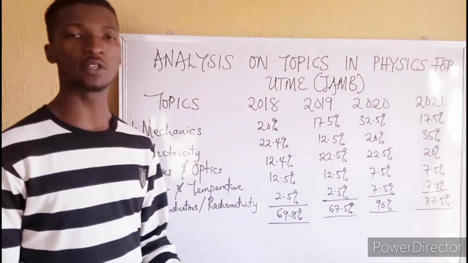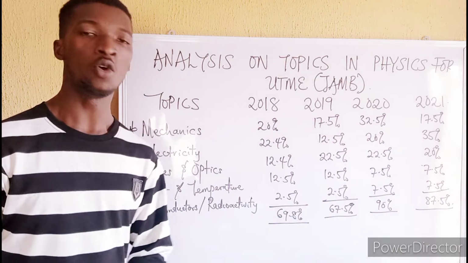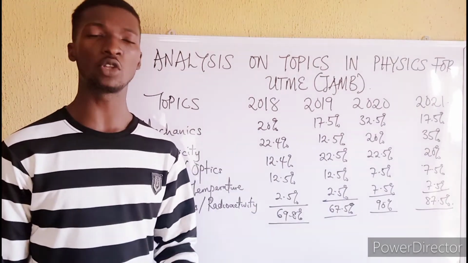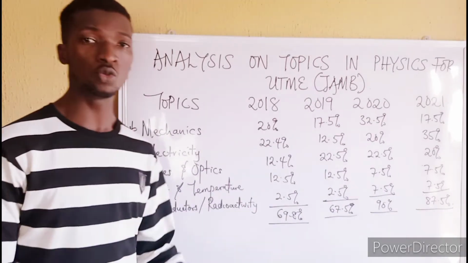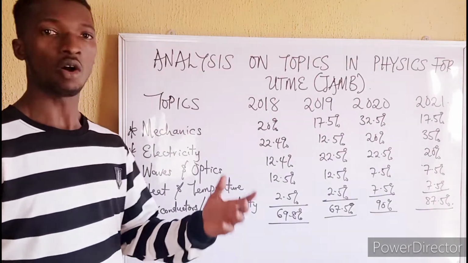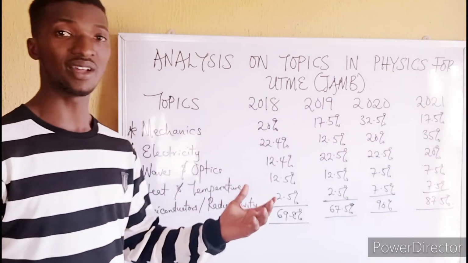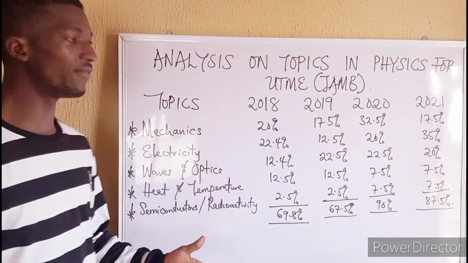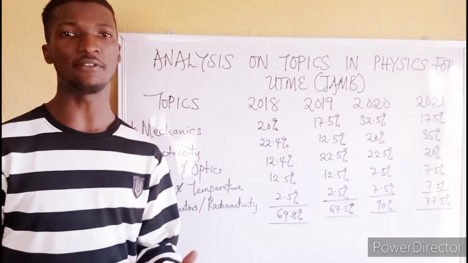Also, when you talk about the aspect of waves, I want you to know that waves is divided into several aspects, where we talk about the standing wave, the transverse wave, the longitudinal wave, the sound wave, the electromagnetic wave. All of these aspects, including optics, where you talk about mirrors, lenses, the telescope, the application of mirrors and lenses, are very important for you to know before going for the UTME exam in physics.